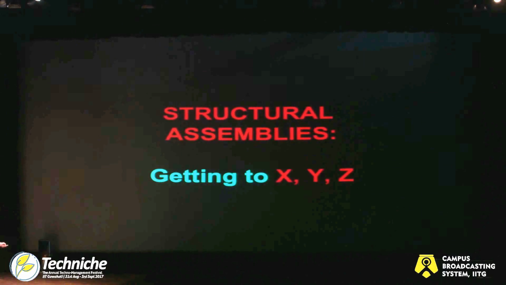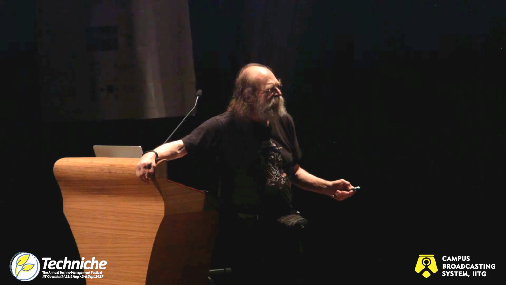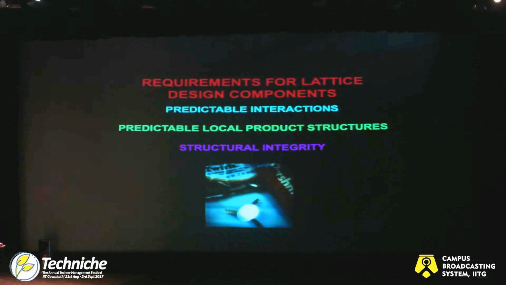So then we needed to find some way to do this. And this is an example of how we proceeded. The problem we had to solve was that if you have lattice design components, they have to have predictable interactions, and they have to have predictable local product structures. Well, we talked about that with sticky ends, but they also have to have structural integrity. That's a fancy way of saying they have to be stiff. And the simple branch junction is not badly modeled by this drawing or photograph of a marshmallow that's been impaled by uncooked rotini.